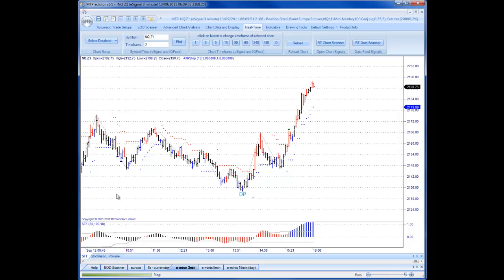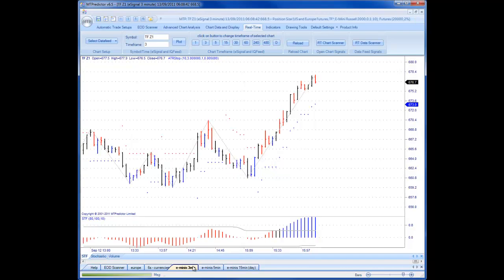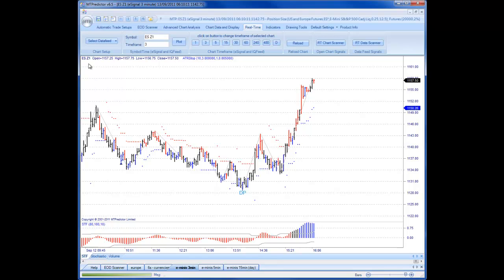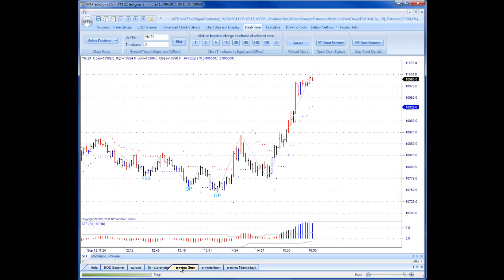If I skip through the E-minis, you can see that we had a red STF with a DP, automatic DP buy setup on the low of the day. This was on the NQ. On the Russell Index there wasn't a trade setup at the low. On the ES there was a DP buy. Again, this caught the very low of the day. However, the STF was red. Same position on the YM. We had a DP buy at the low of the day with the red STF.